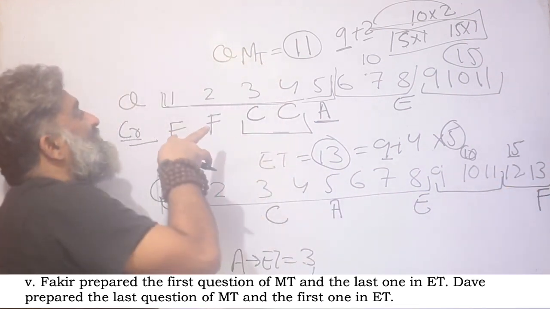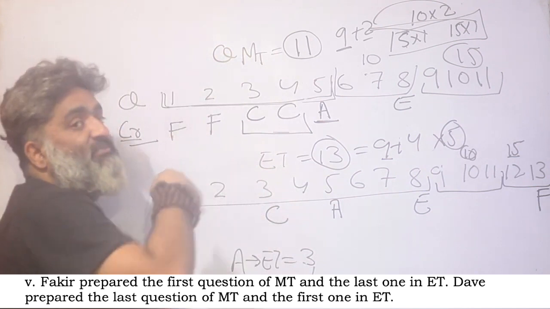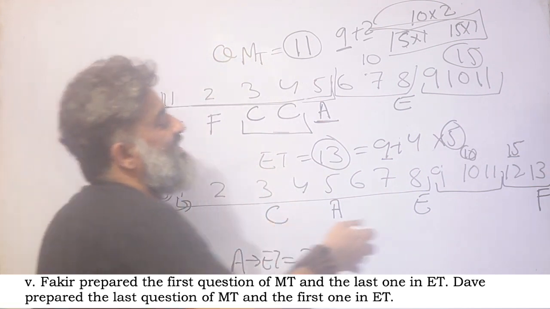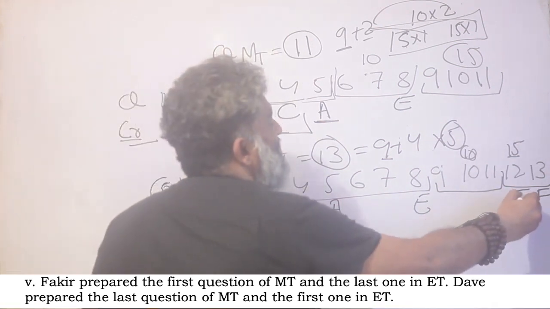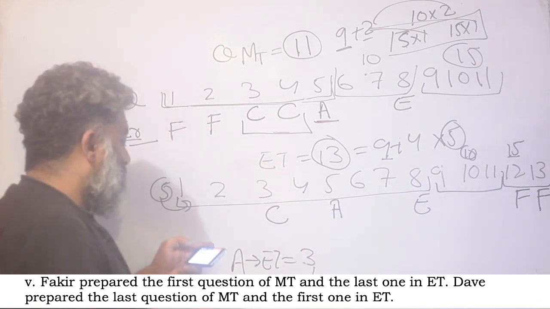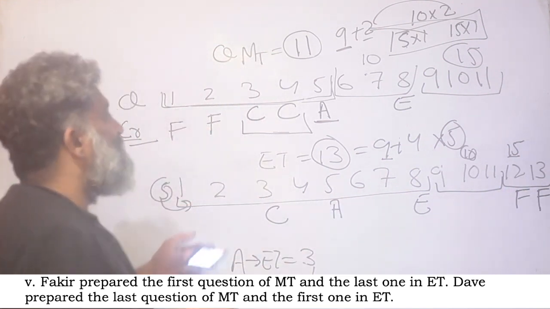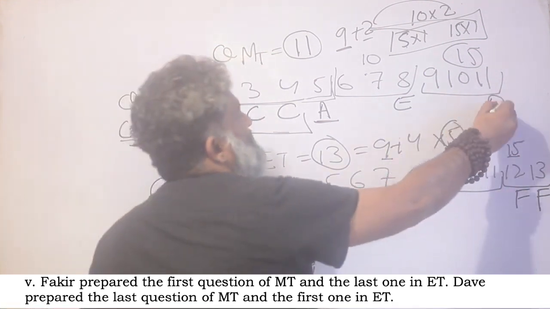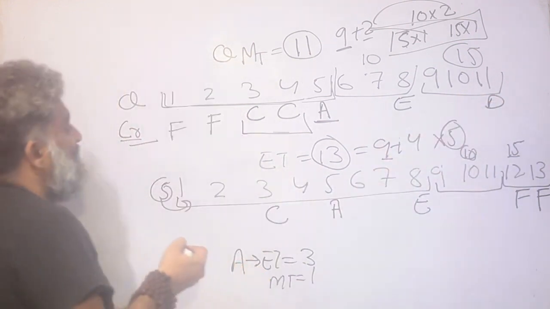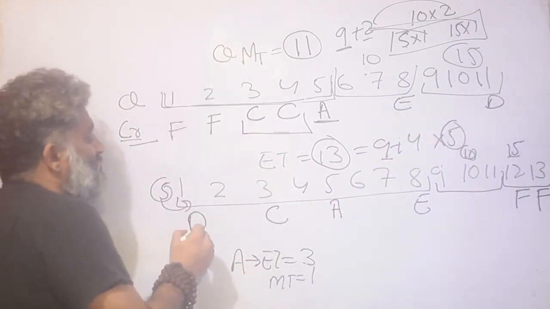Now if Fakir has created 2 questions in MT, he must have created 2 other questions in ET. And that means the 12th and the 13th slots are gone for me. Dave prepared the last question of MT. So Dave is here. And the first one in ET. So Dave is also here.